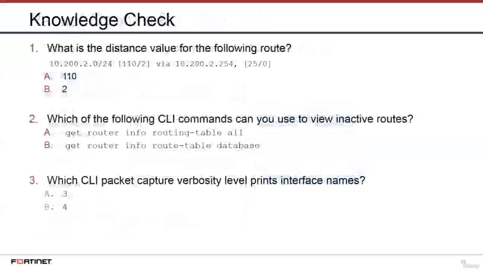What is the distance value for the following route? 110. Which of the following CLI commands can you use to view inactive routes? get router info routing-table database. Which CLI packet capture verbosity levels include interface names? 4.